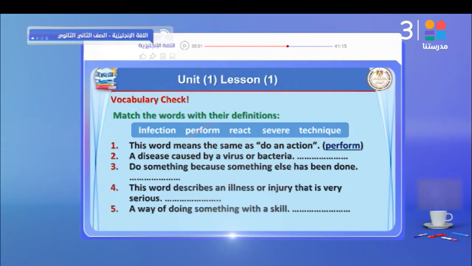ممكن أقول something like I do some activities, okay? Or I perform some activities, okay? There's no problem, okay? Number 2, a disease caused by a virus or bacteria. So what do we call this kind of disease that is caused by a virus or bacteria? Like, for example, COVID-19. It's a disease that is caused by a virus, okay?